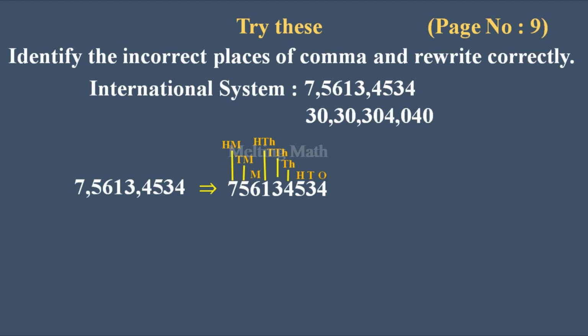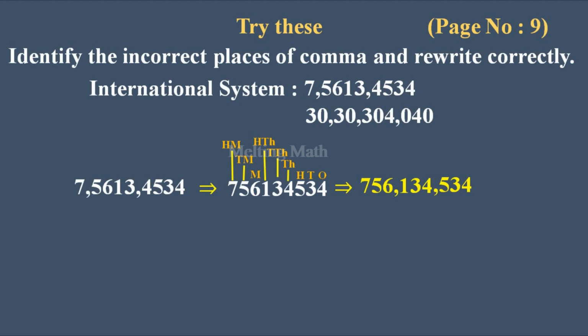Okay, so here we know ones, tens, hundreds come under the ones period, so we have to put a comma after these 3 digits. Next, 1000, 10,000, 100,000 come under the thousands period, so we have to put a comma after these 3 digits. Next, million, 10 million, 100 million come under the million period. We don't need to put a comma in front of the number, so that's it. This is the correct placement of commas for the international system.